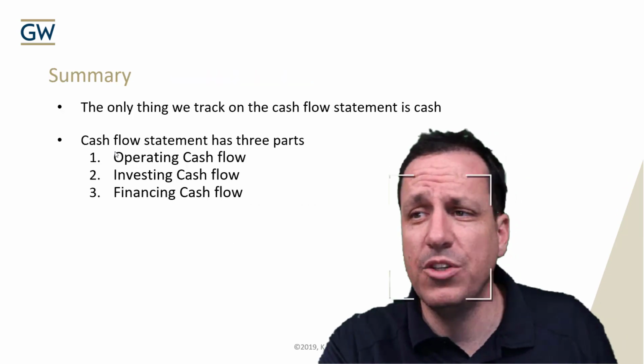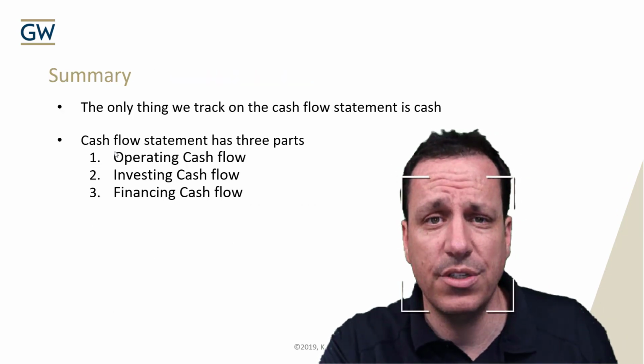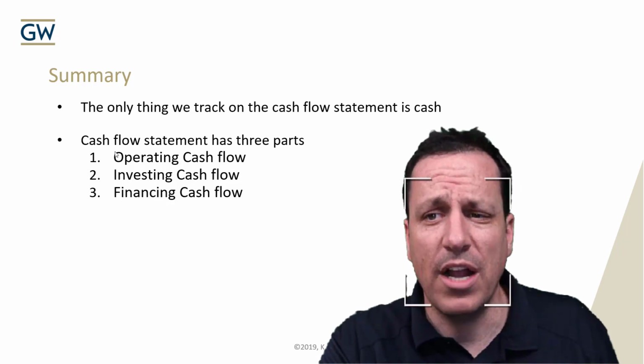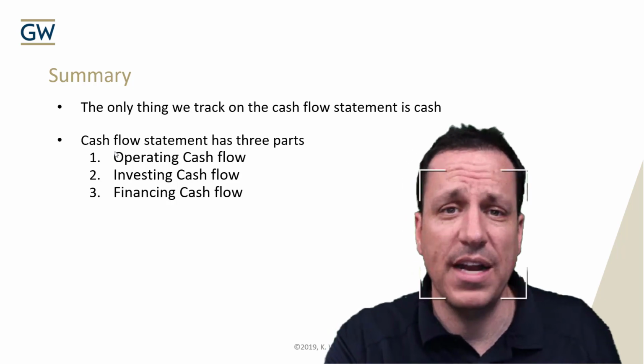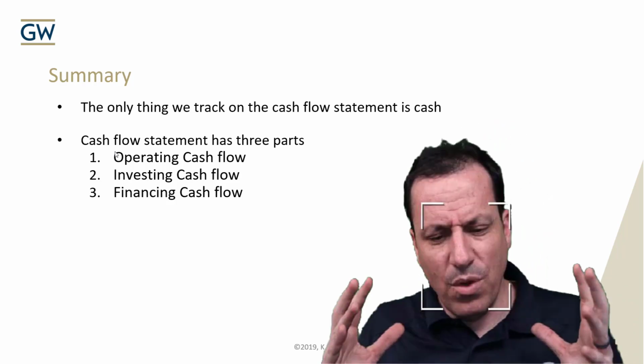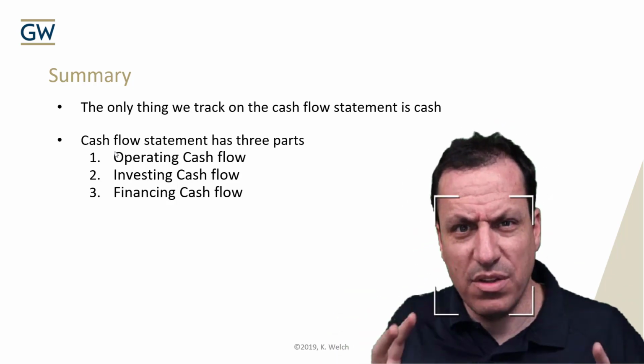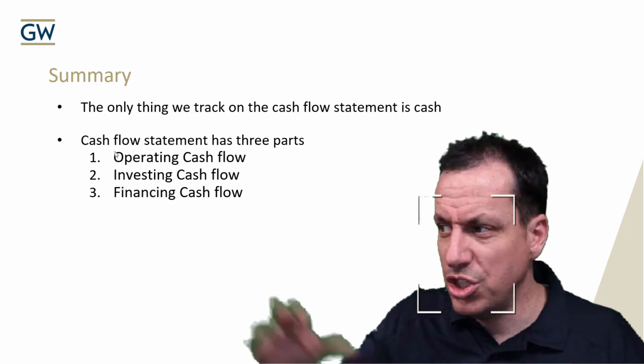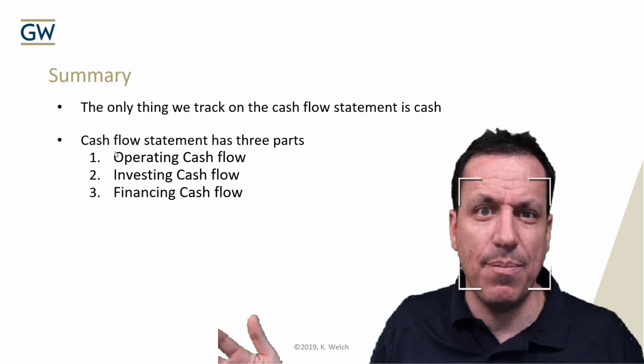In summary, the only thing we track on the cash flow statement is cash. Cash is the blood of the business. It's a super important financial statement. We track operating cash flow, investing cash flow, and financing cash flow. And one of the things that's great about this, as far as the financial statement goes, is it's pretty easy to audit and track. You just check the account and see if transactions actually happened.